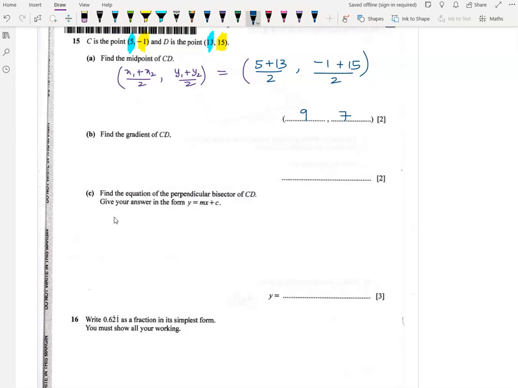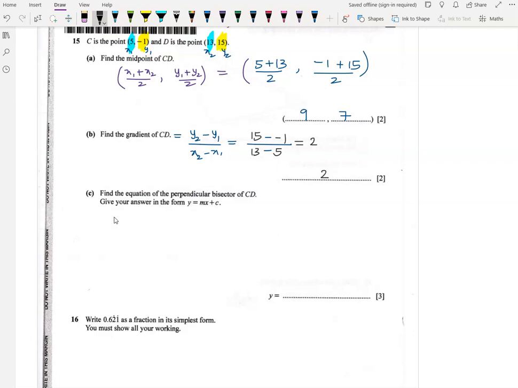Second part, find the gradient of CD. The formula for gradient is y2 minus y1, that is the difference in y, divided by the difference in x. Suppose the first point we take as x1, y1, and the second point as x2, y2. Just substitute the values, you get your answer. So y2 is 15 minus y1 is minus 1, x2 is 13 minus x1 is 5. That gives you 16 over 8. So your slope, that is the gradient of CD, is 2.